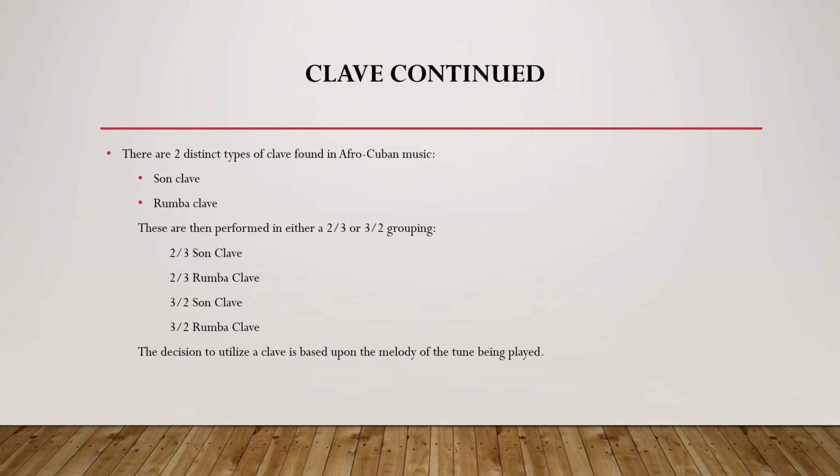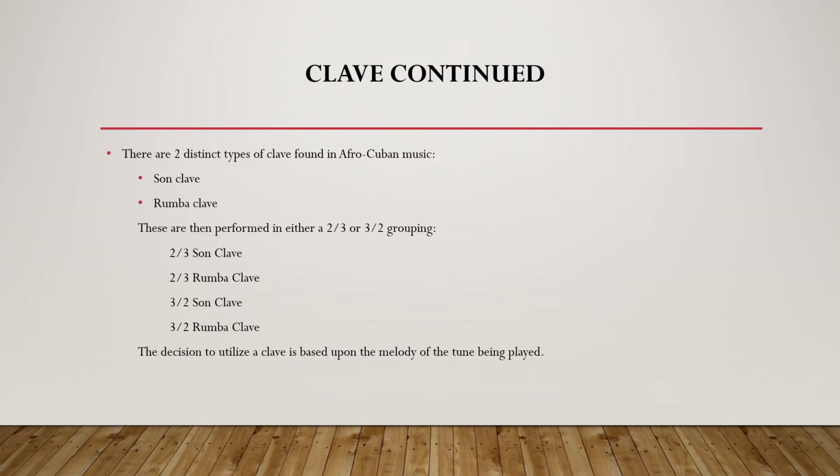The 2-3 son clave sounds like this. 1, 2, 1 and 2, 1 E and A 2 E and. That last "and" that I clapped is the "and" of 2 in the second measure, or 3 side, of the son clave. If I shift that note, the "and" of 2, to the "E" of 2, or fourth partial of 2, it becomes a 2-3 rumba clave.